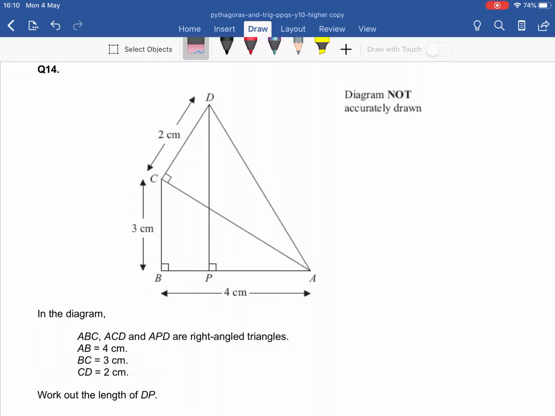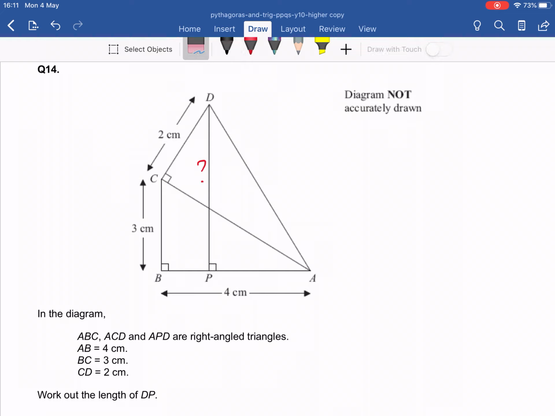And it's giving us some measurements for AB, which is 4. So from here to there is 4. Then we've got BC, which is 3, and CD, which is 2. So all that's annotated on a drawing. Make sure you always check everything's already annotated. If not, annotate it yourself. And we want to work out the length of DP, so this one.